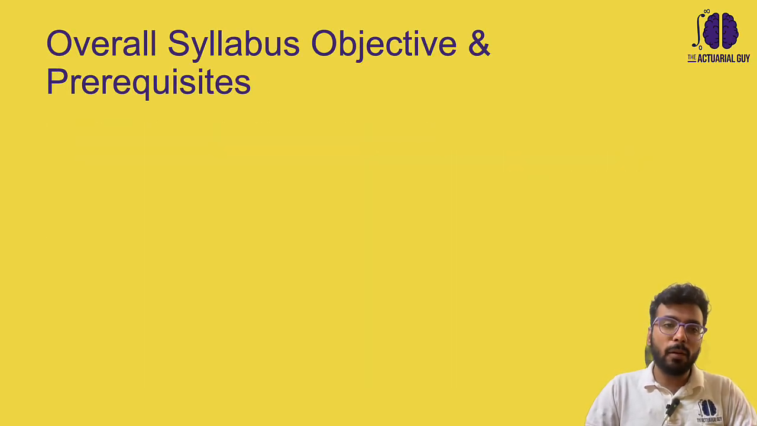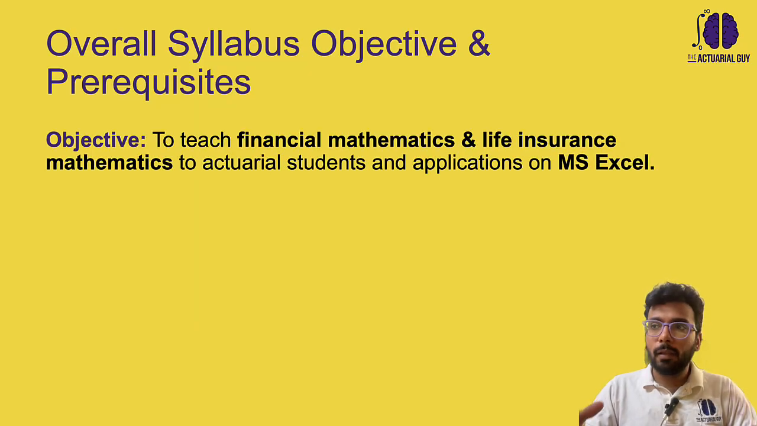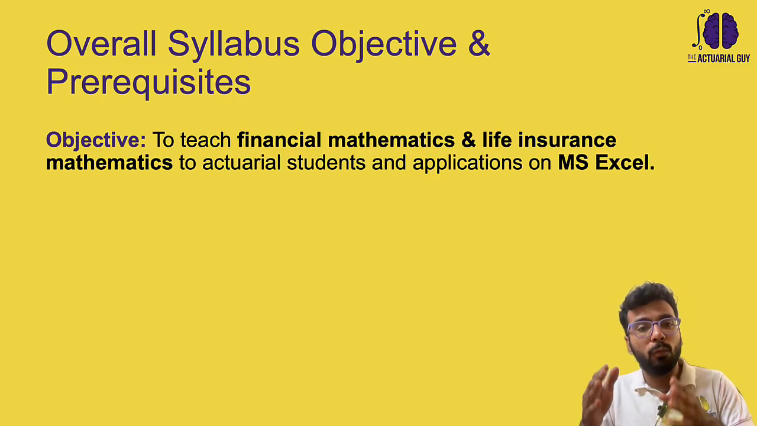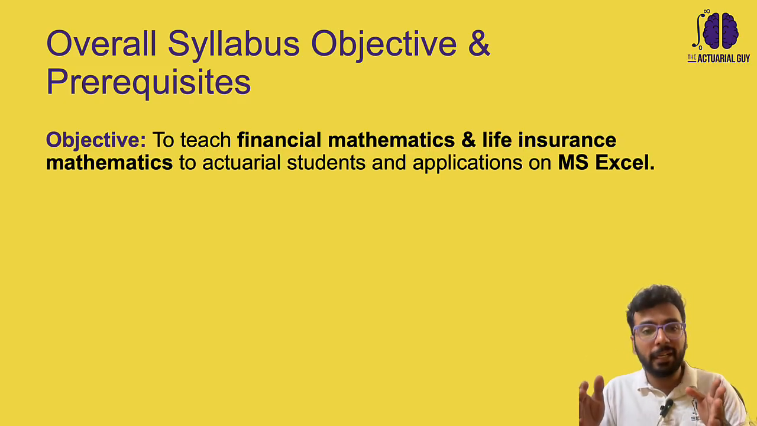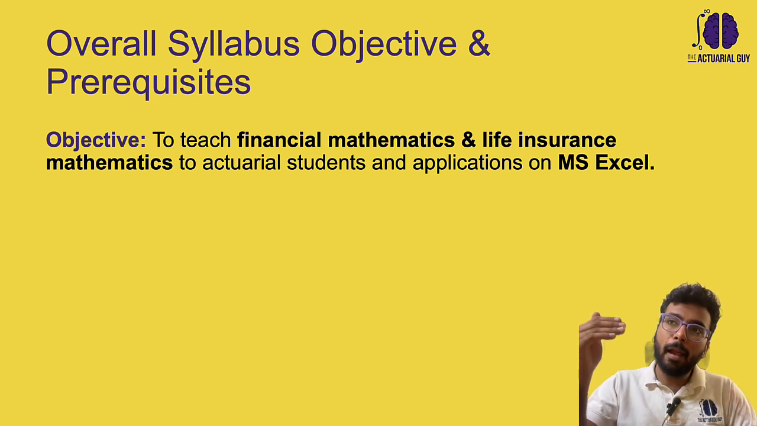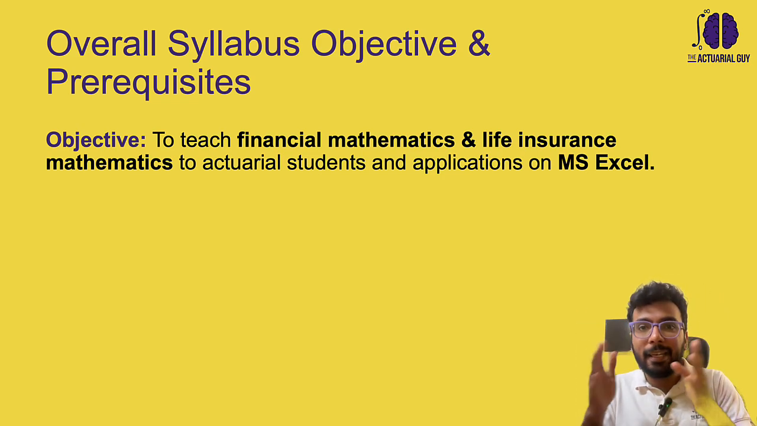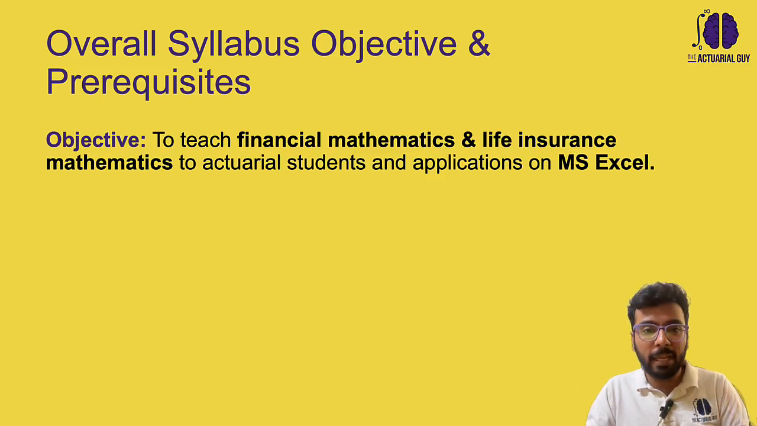Firstly, let's talk about the overall syllabus objective and the prerequisites that you need. So what is it that IA or IFoA is aiming to teach you with this exam? The objective here is to teach you, one, financial mathematics, which basically means how do you deal with cash flow structures? How do you value cash flow structures?